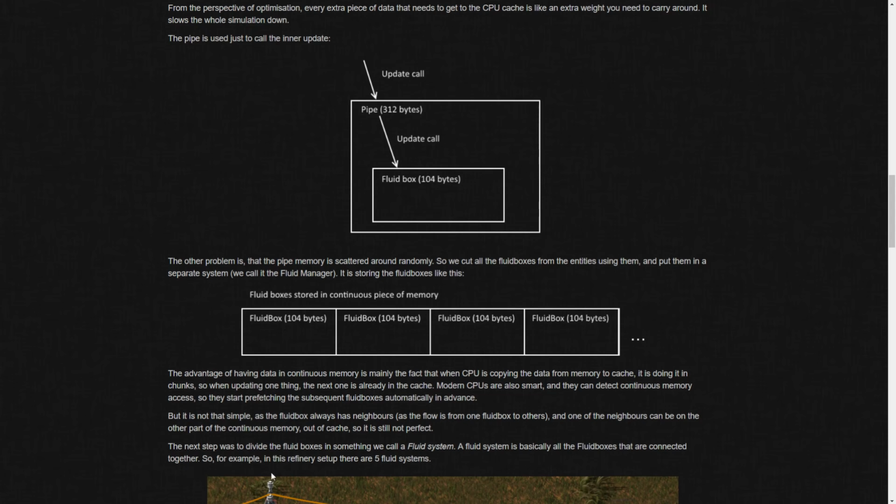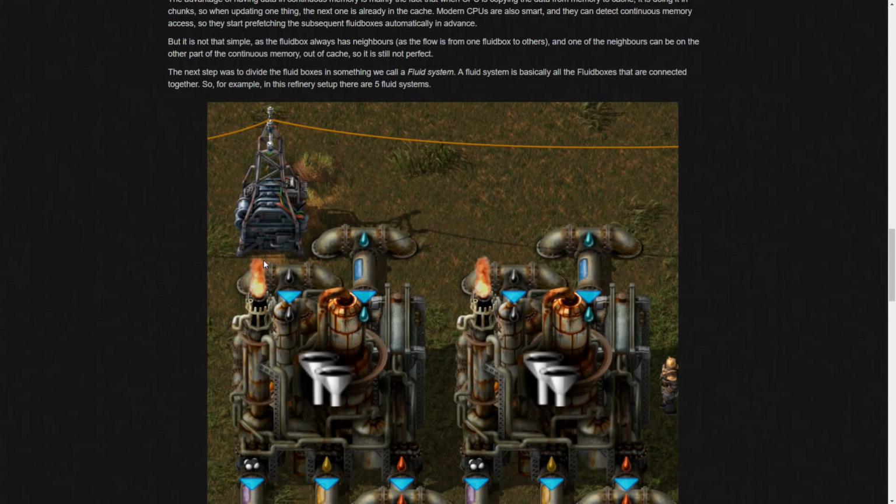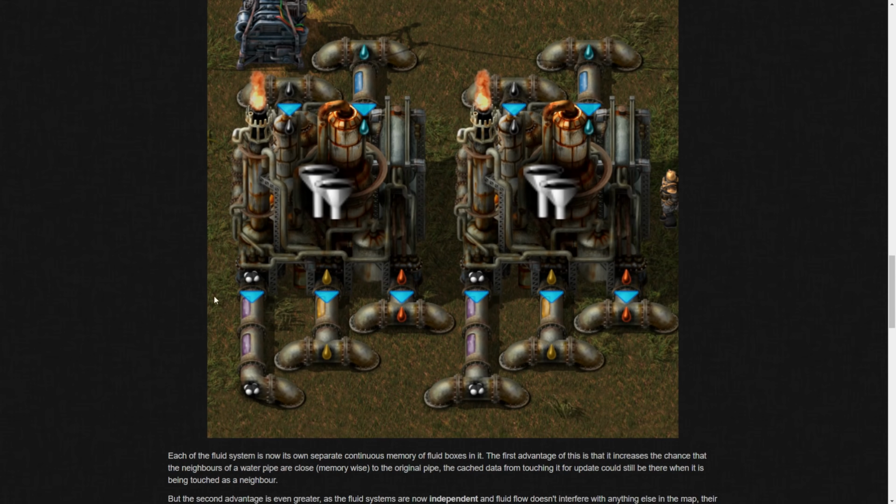So the next step was to divide the fluid boxes into something we call a fluid system. A fluid system is basically all the fluid boxes that are connected together. So for example, in this refinery setup, there are 5 fluid systems, which would basically just be the water, the oil, and then the 3 products out, because each one of a similar type is connected together. Right. And then each of the fluid systems is now its own separate continuous memory of fluid boxes.